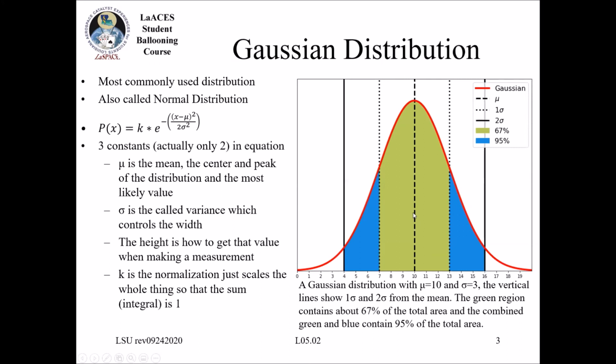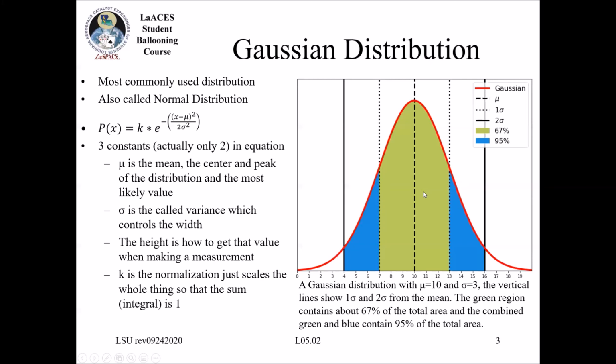So if you look at the graph there on the right, the red line there is the shape of a particular Gaussian that has a mean of 10 and a variance of 3. The vertical line in the middle is the mean, and then there is a dotted line and a solid line that are 1 sigma and then 2 sigma greater than or lower than the mean. And in particular, there is a certain amount of area under the curve that is within those boundaries.